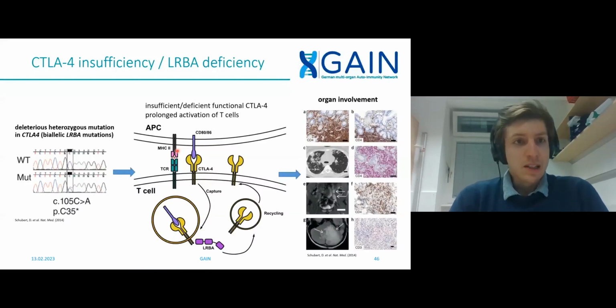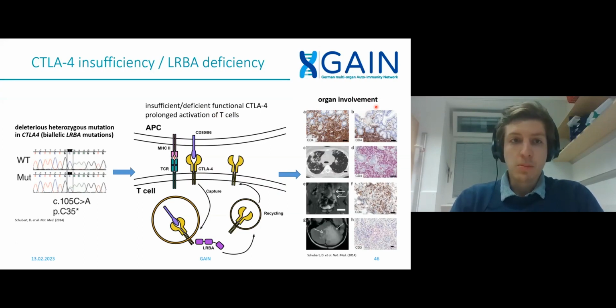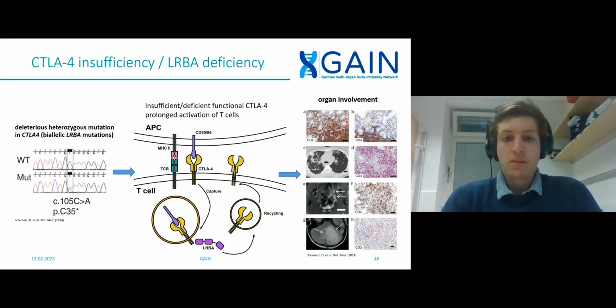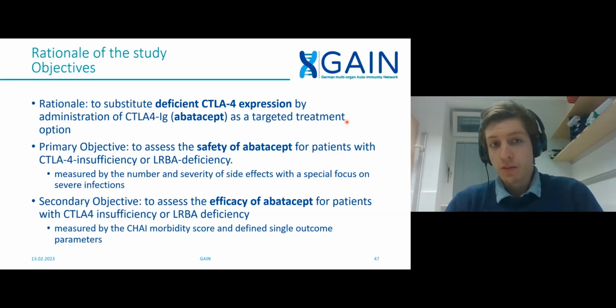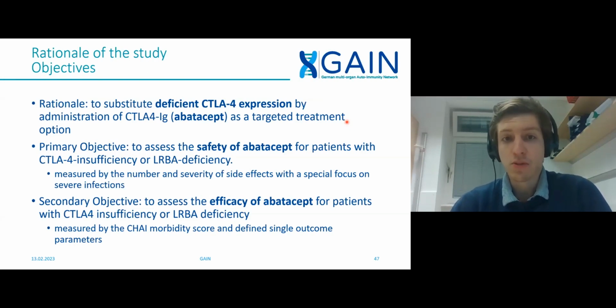As it is probably known to everyone, CTLA4 and LRBA disease share a common trait: both mutations in CTLA4 and LRBA lead to an insufficient or functionally deficient CTLA4 molecule that leads to the prolonged activation of T cells, causing the multi-organ immunopathology in these patients that leads to multiple autoimmune organ involvements. Therefore, in both of these diseases, the deficient CTLA4 expression is present.